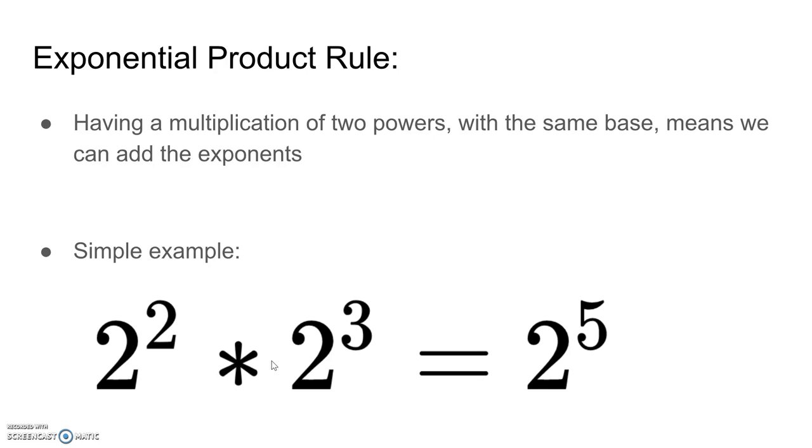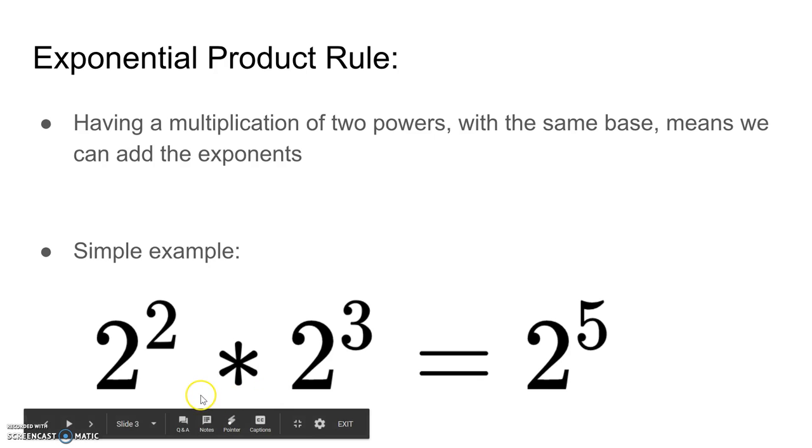Looking at this example below, we see a simple example of 2 squared times 2 to the third. As we can see, both of these powers have the same base, being 2. Because of this, we can add their exponents, 2 and 3, giving us 2 to the fifth.